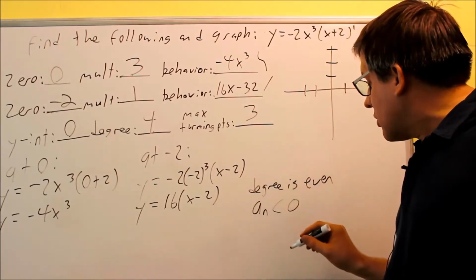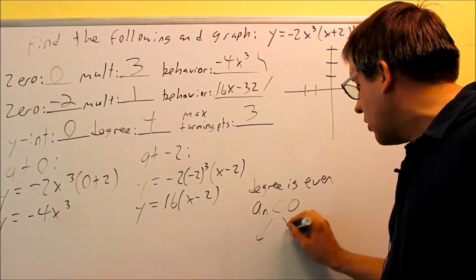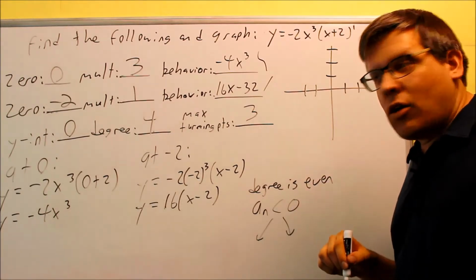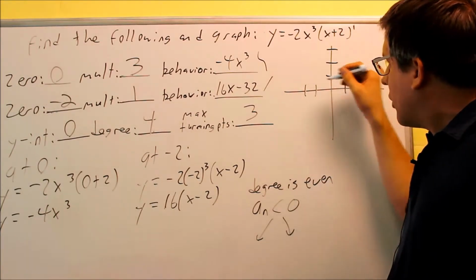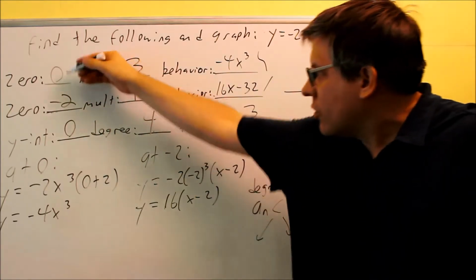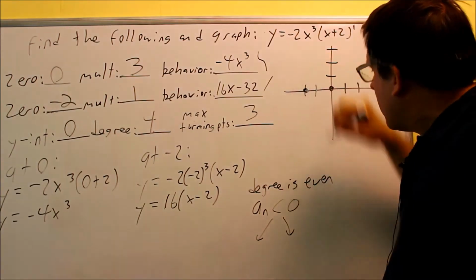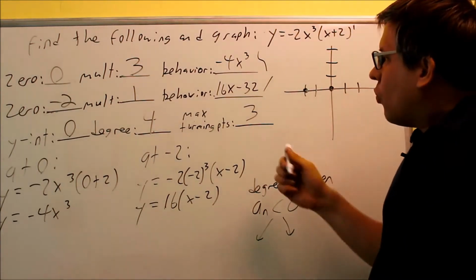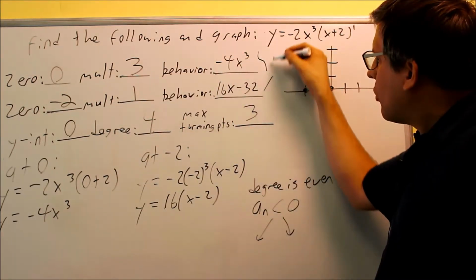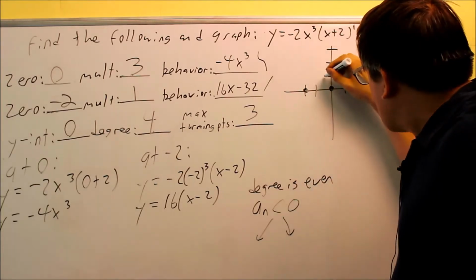Okay, so if it's less than 0, that means the model is going to do this. It's going to go down and then go down there. Both of them actually end up pointing down. So when I draw in everything, I know I'm going to go through the origin, 0, 0. It also goes through negative 2. When you're at 0, the behavior is going to resemble this shape. It's going to look like a negative cube graph. So I'm going to draw that in.